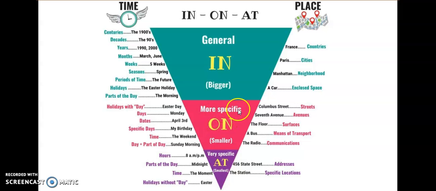More specific, it's used for on, for more specific things than in. It's like a medium size, for example, and it is used to talk about time and place also. Then we have at. This is the most specific, very, very specific, okay? I'm going to explain this as we continue.